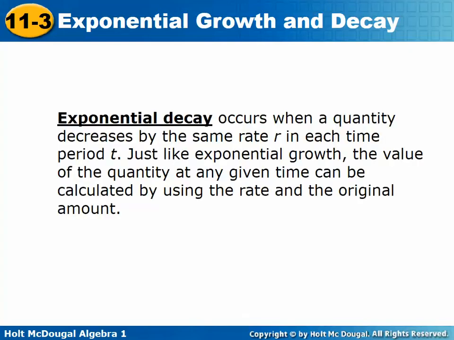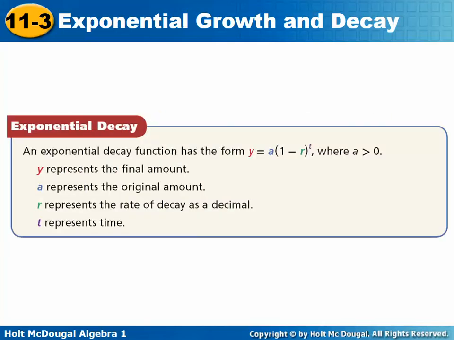Okay, exponential decay, that is when you will lose. It will be less than your original. So if a quantity decreases by the same rate in each time period t, then this is an example of exponential decay. The formula for this is exactly the same as for exponential growth, with a minus sign instead of a plus. So everything else is the same, but we subtract 1 minus the rate, and then we continue.